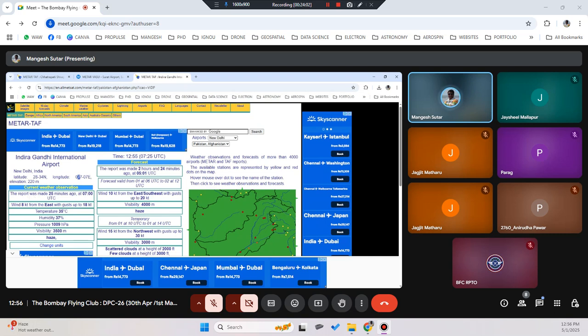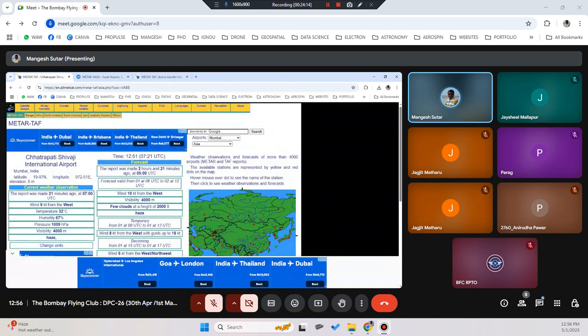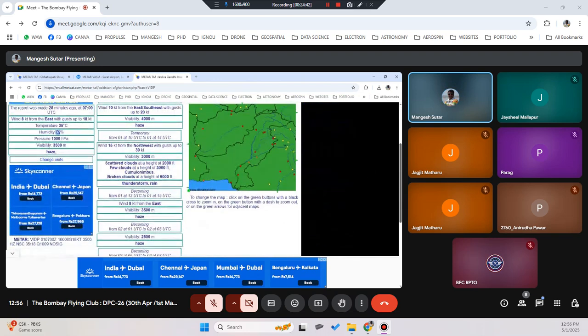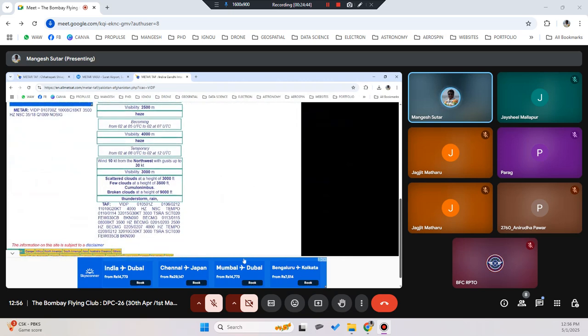Winds are flowing at 8 knots from the east direction, and gust almost 18 knots. Temperature here is 35 degrees. Humidity is 37. See here, humidity was 67. That's why we feel what we feel, sweating, right? In Mumbai we sweat, but here humidity is less, 37. So we will not say it's a dry summer kind of thing. Pressure is again standard. Visibility is 3.5 kilometers, a little bit hazy. What is the forecast? You can see 10 knots. Visibility is 4,000 meters, that is 4 kilometers, and all that. So that is how you can understand. This is the forecast METAR.